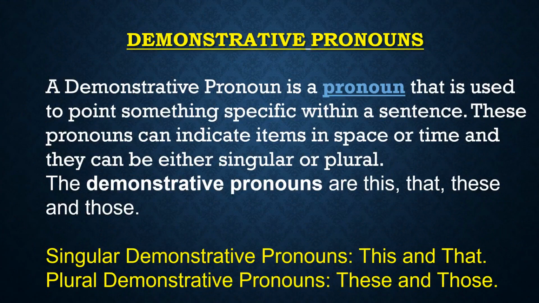Demonstrative pronouns. A demonstrative pronoun is a pronoun that is used to point to something specific within a sentence. These pronouns can indicate items in space or time, and they can be either singular or plural. The demonstrative pronouns are this, that, these, and those. This and that are called singular demonstrative pronouns, whereas these and those are called plural demonstrative pronouns.